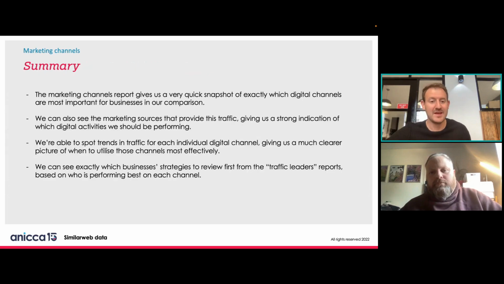So to summarize that section for you, the marketing channels report gives us a really quick snapshot of the channels that businesses in this comparison are using. We can also see the marketing sources. We can break down the channels into their individual sources, and it gives us a strong indication of which digital activities we should be performing. We can spot trends in traffic through the year, and we can also see exactly which businesses' strategies are the first or most important ones to review from our traffic leaders reports. Who can we glean information from and use that information to better our own marketing efforts?